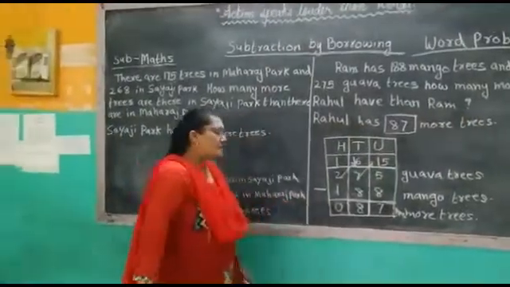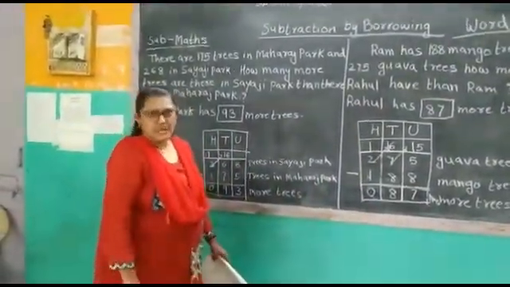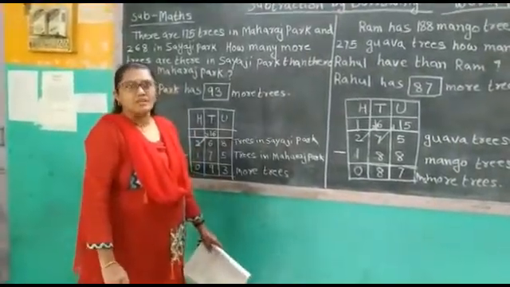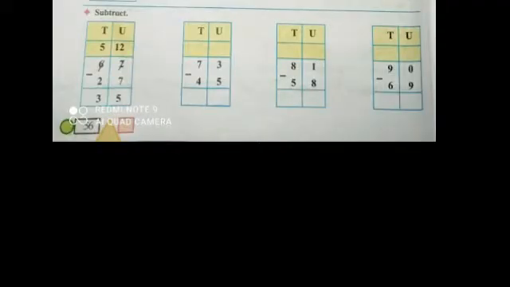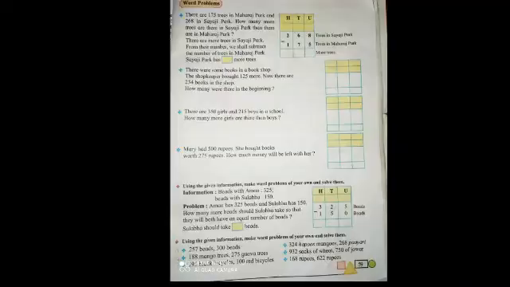So I think children that I have explained you so many sums of subtraction, and I think your concept of subtraction by borrowing is clear. So children, now today's homework. So children, you have to complete page number 56, 57, 58 and 59 exercise in your classwork notebook.